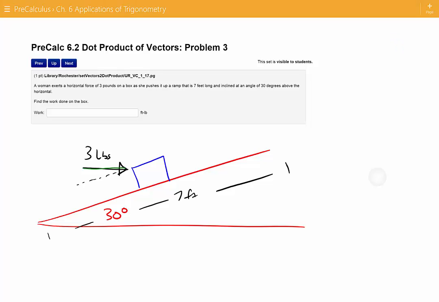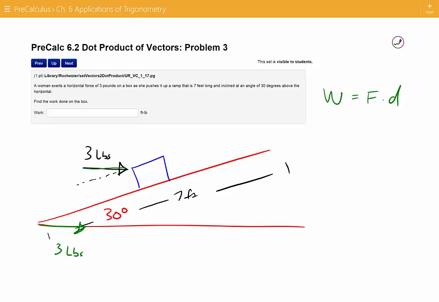Now, the formula for the work was given in the notes. Work equals force times distance, and the key to this is that the force that you're using has to be in the same direction as the distance that you travel. So in this case, that force is horizontal. We need to find the force that she's pushing along the ramp. So I would place this force vector down here. It doesn't matter where you place vectors.